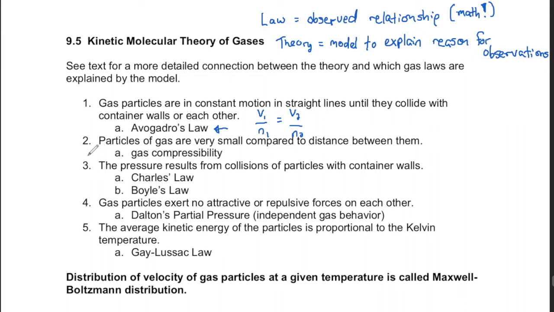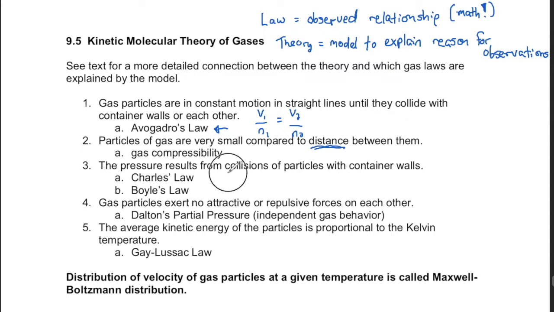The compressibility of a gas is explained by the theory that the particles of gas are very small compared to how much distance is between them. So they're going around really quickly in a container, and there are large distances in between the particles, and so if you squeeze them, you can compress these distances, these empty spaces that are between the particles.